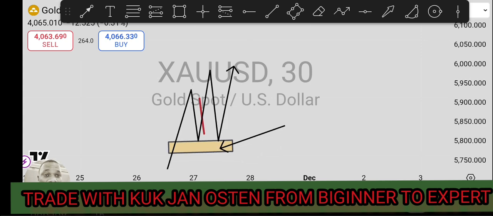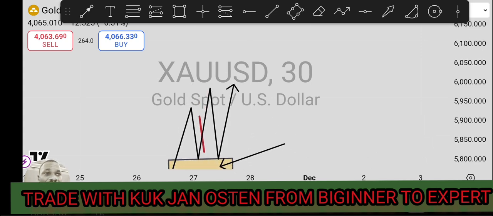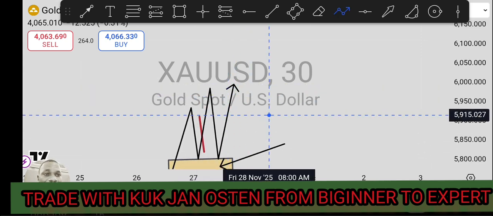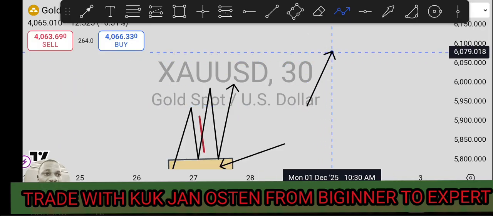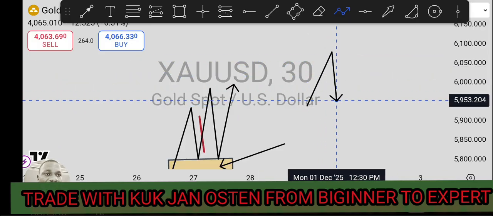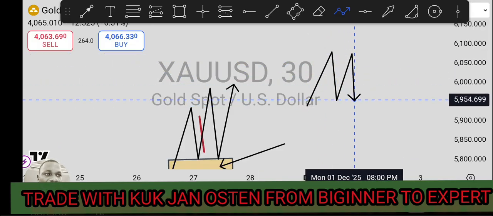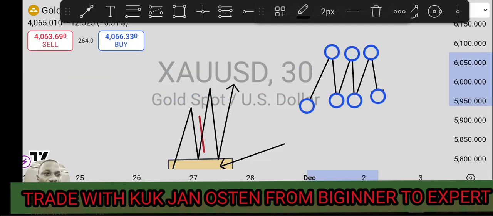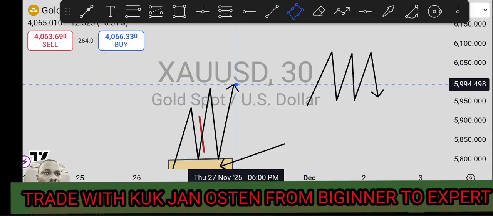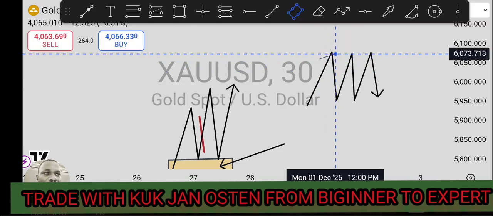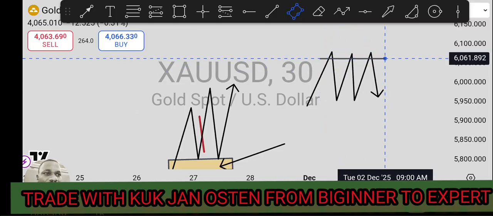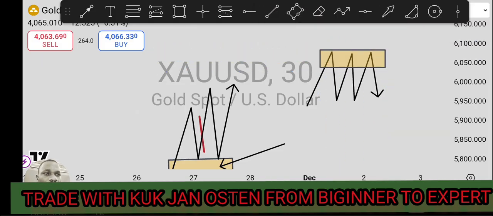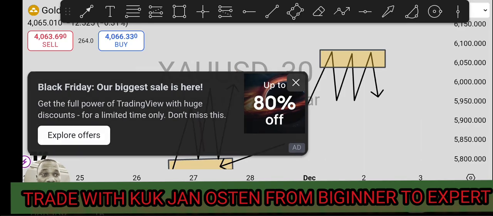So what are equal highs? For example, in our trend, we can see that we have equal highs around this point. So we are seeing that there's some sort of liquidity within this zone. You can see there is some sort of liquidity around this zone.